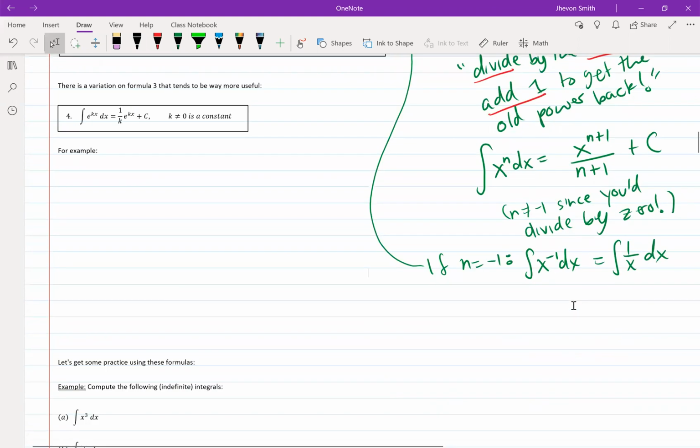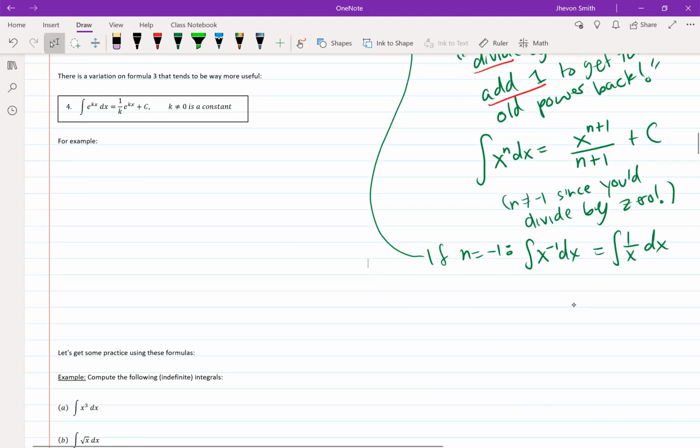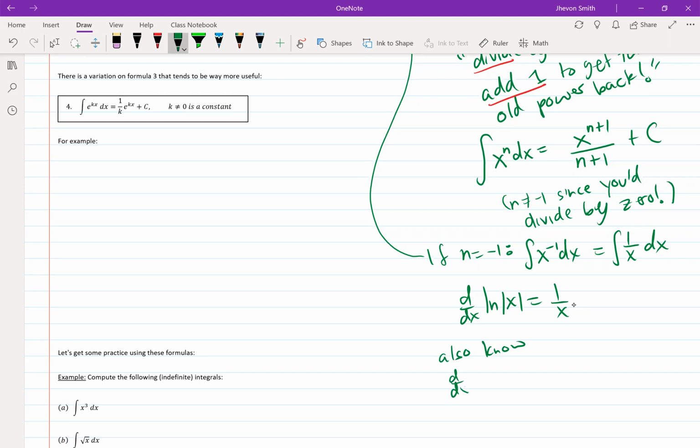How do we know that? Well, we know that the derivative of ln of absolute value of x is 1 over x. I derived this for you guys a long time ago. Now, we also know, by the way, that the derivative of ln x is 1 over x. But this covers more cases.